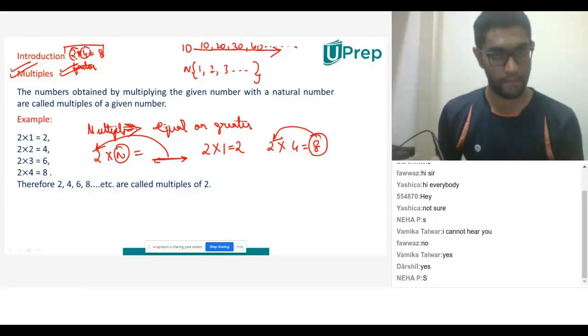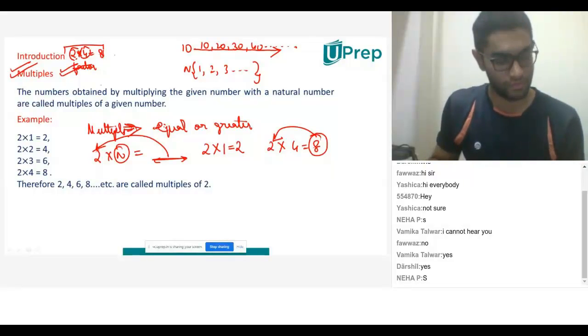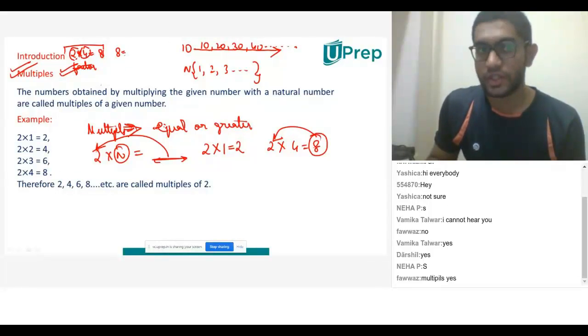Sir, one more thing I would like to say: if someone asks us to tell the factors of 8, we have to find all the possible ways to multiply it or to get it as a product. Correct. Very good. Good point. Anyone else with anything else?